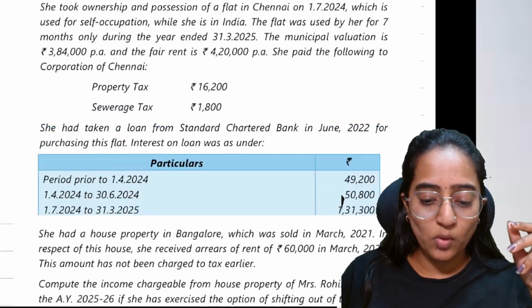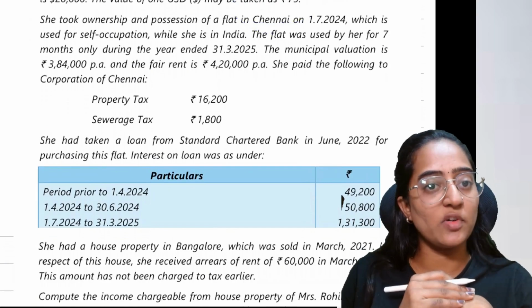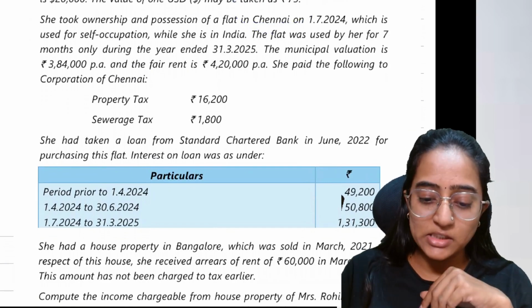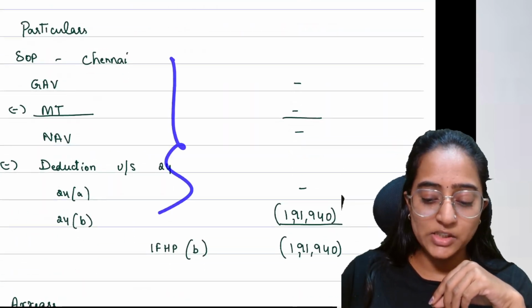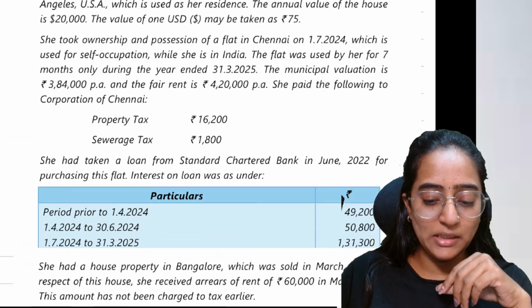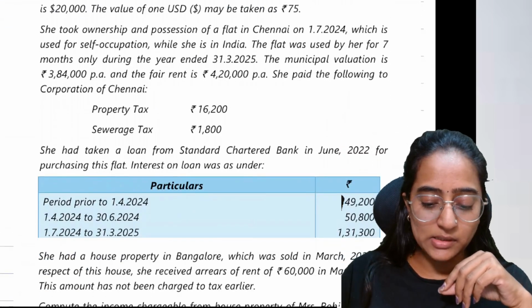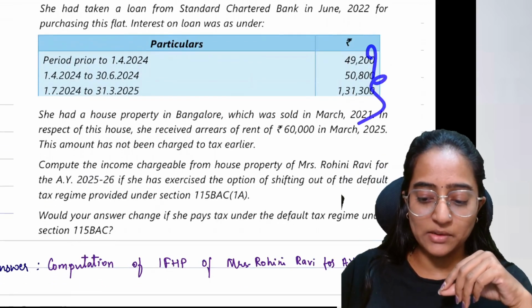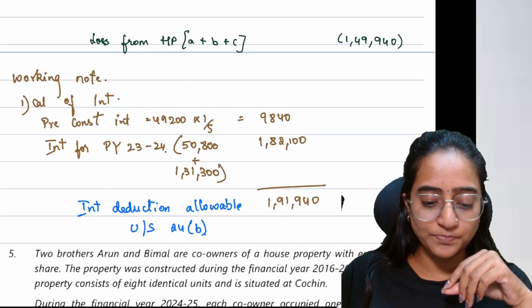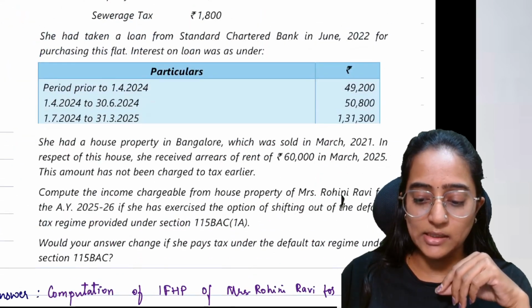Okay. And what happened? She purchased a flat in Chennai, which is used for self-occupation while she's in India. As she is using it for self-occupation, here also it is going to be considered as nil. GAV is going to be nil, but she has some interest that is paid. For purchasing this flat, she has taken some interest. And what is that interest? She has taken pre-construction interest of 49,200. Where is it? It's here only, no?